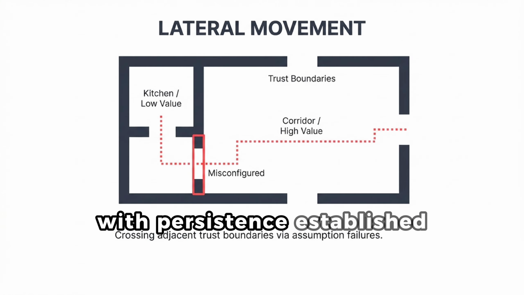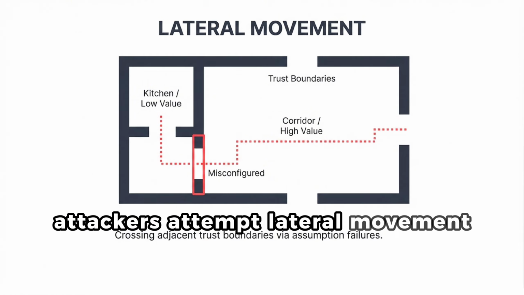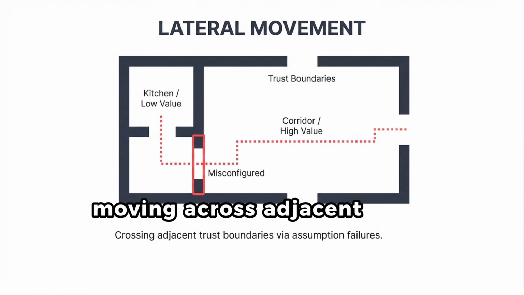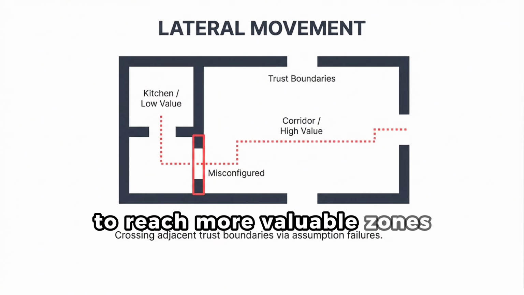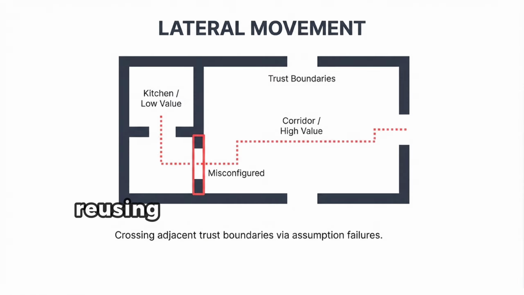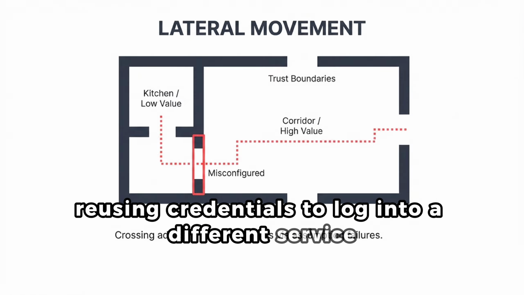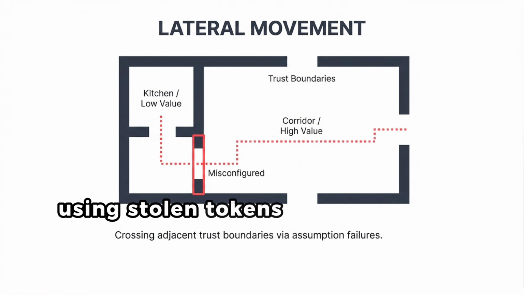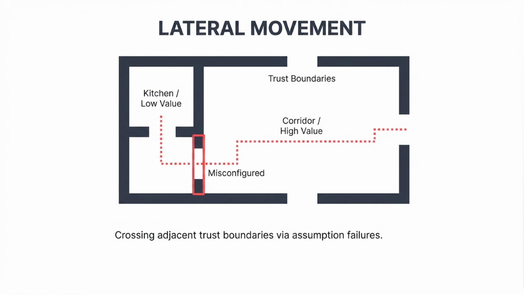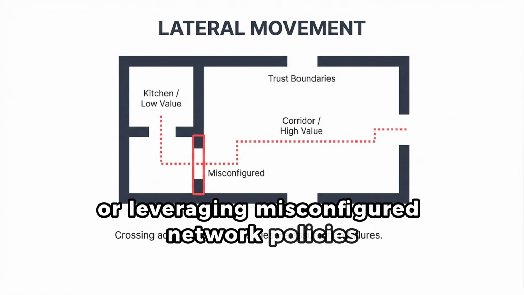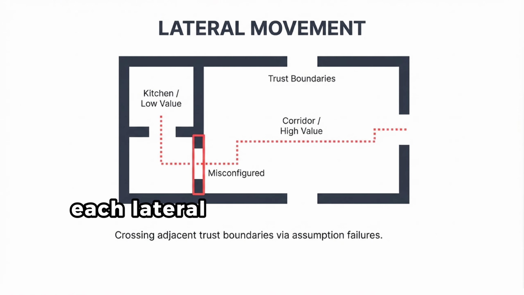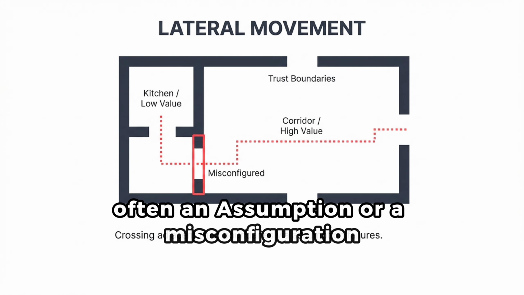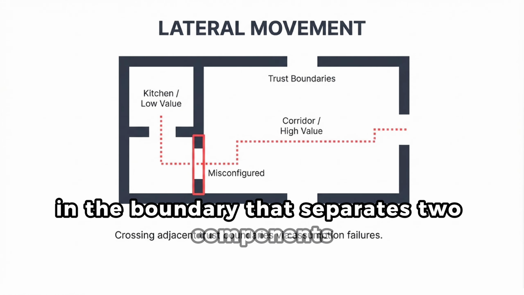With persistence established, attackers attempt lateral movement. Lateral movement is precisely what it sounds like, moving across adjacent trust boundaries to reach more valuable zones. Mechanically, this looks like reusing credentials to log into a different service, exploiting an unpatched internal API, using stolen tokens to call internal microservices, or leveraging misconfigured network policies to reach a database. Each lateral step leverages some weakness, often an assumption or a misconfiguration in the boundary that separates two components.